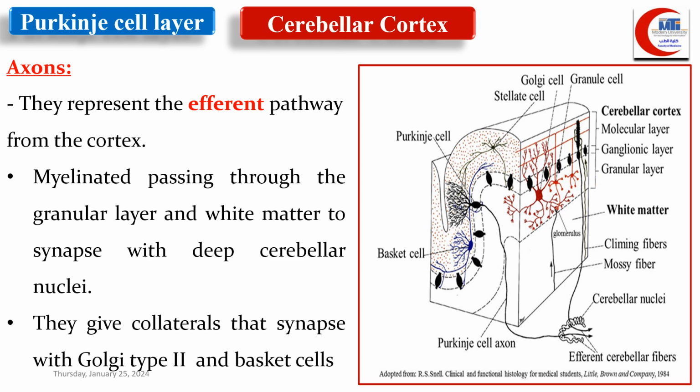So the most important points here, you must know that the axon of the Purkinje cell represents the efferent nerve fiber from the cortex. You will know that it is myelinated and passes through the granular layer and white matter to synapse with deep cerebellar nuclei. And the last point, which is very important, is that it gives collaterals that synapse with Golgi type 2 and the basket cell.